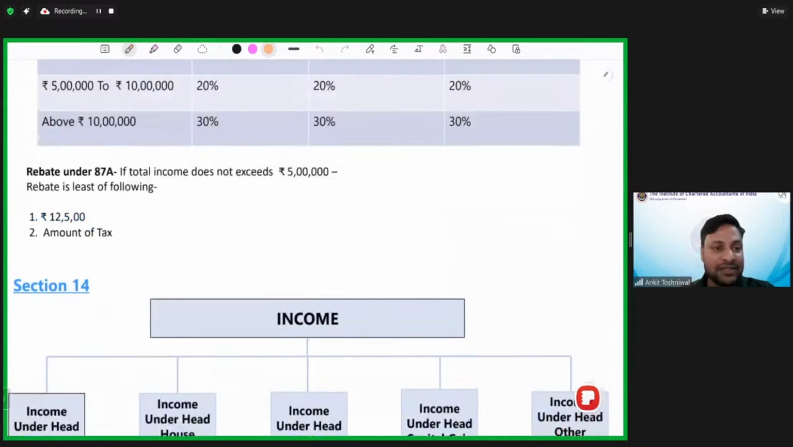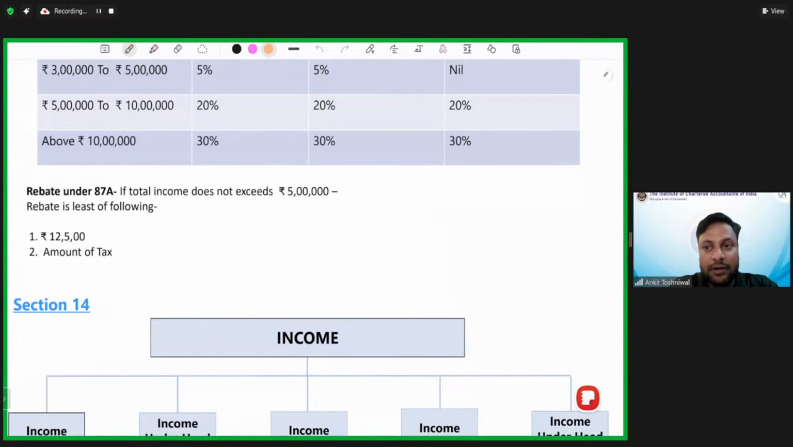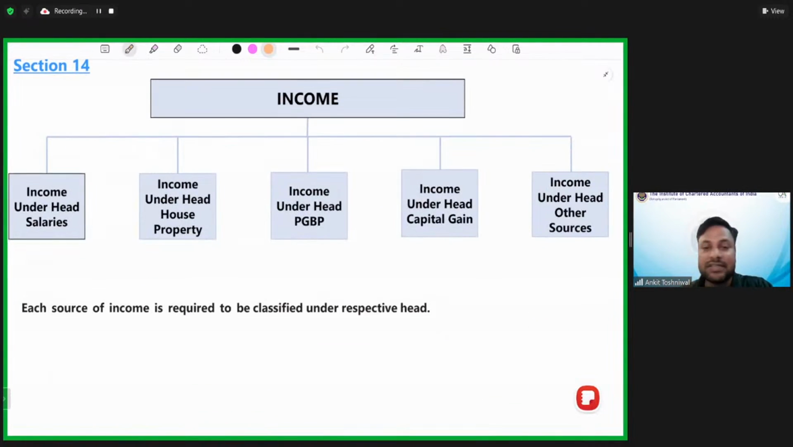Before starting the heads of the income, we have to understand that under the Income Tax Act, the total income of any assessee is divided into 5 heads, and that is determined by Section 14. So what does Section 14 say? Section 14 says that income should be divided into 5 heads. The number 1 head is income under the head... Am I audible now? Yeah. Okay. So income is divided under the 5 heads.